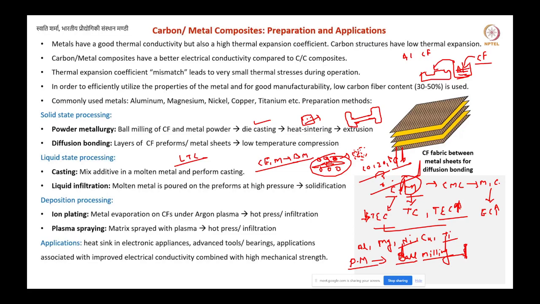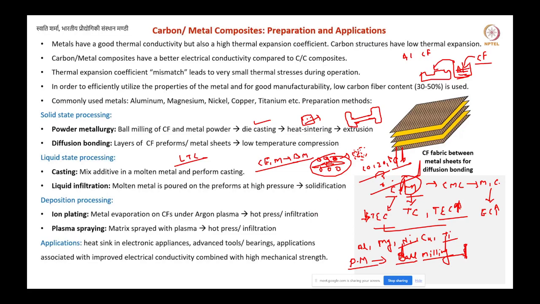Now you can see the applications where we can use this: in heat sinks, in electronic applications, for advanced tools, for the manufacturing of bearings, and applications associated with improved electrical conductivity. Wherever you want a good electrical property as well as a mechanical property, there you can use this CMC.